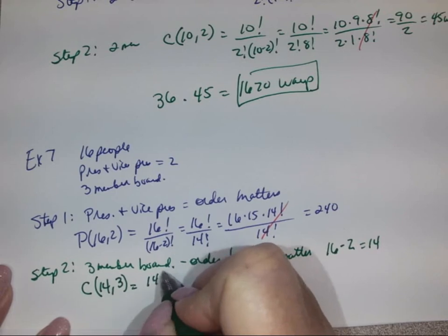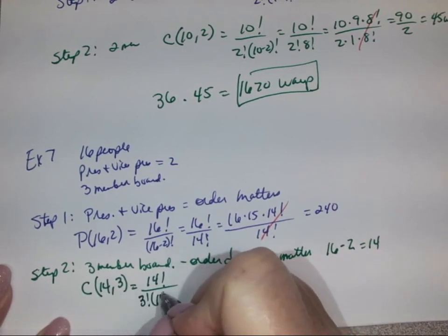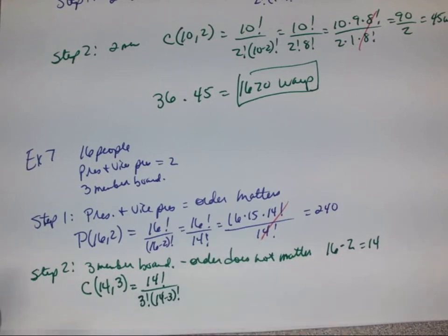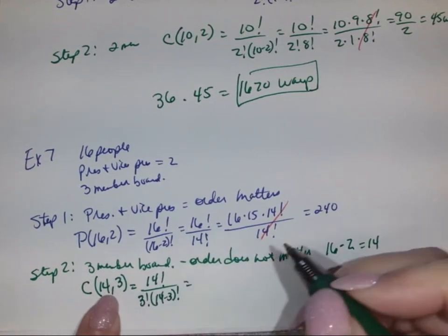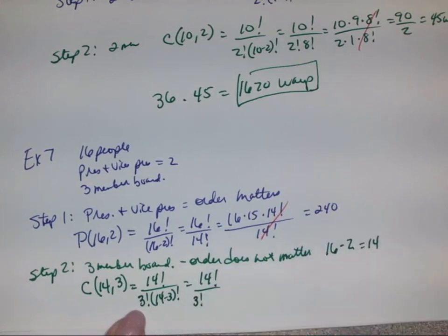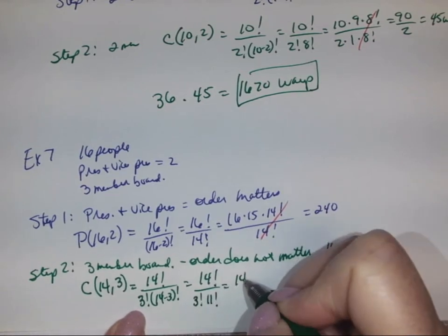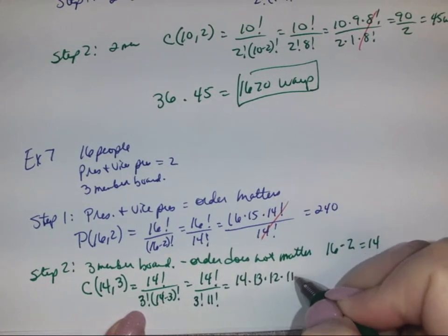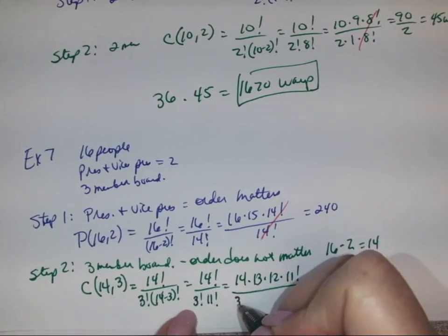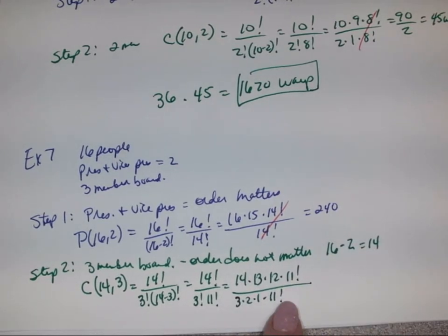So this will be 14 factorial over 3 factorial times 14 minus 3 factorial, because now we're doing the combination. So that's 14 factorial over 3 factorial. 14 minus 3 would be 11 factorial. So 14 times 13 times 12 times 11 factorial over 3 times 2 times 1 times 11 factorial. And make sure you write the factorial. You can't just write 11. You have to have the factorial part there, or you're changing what it is.